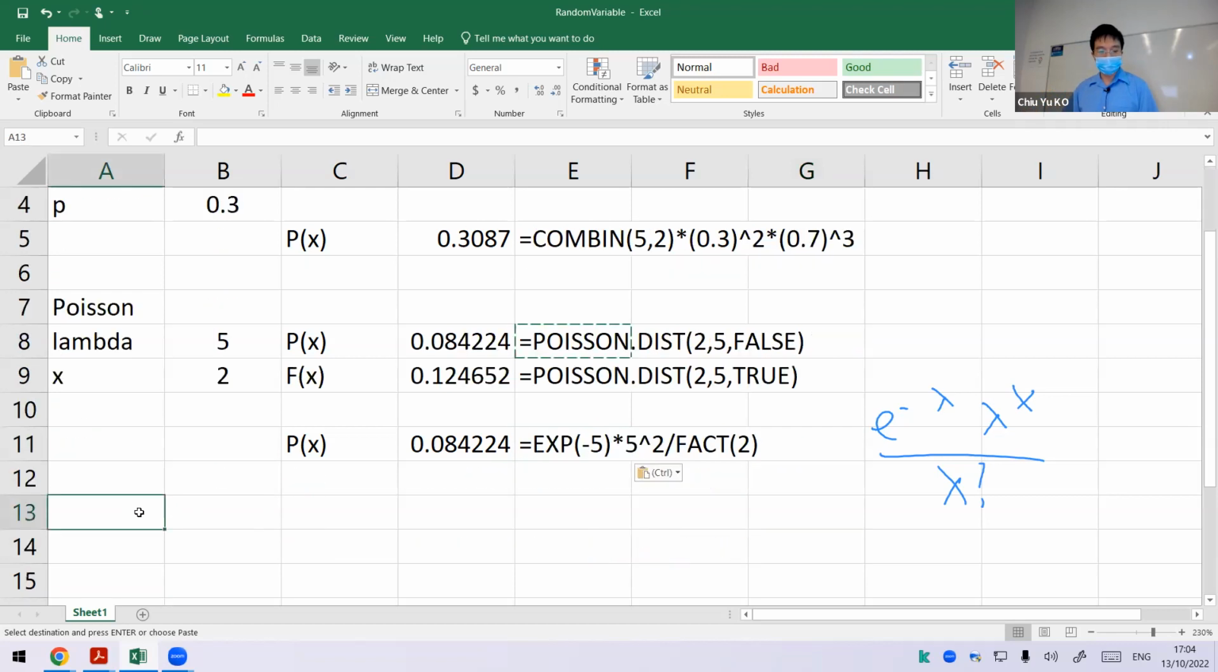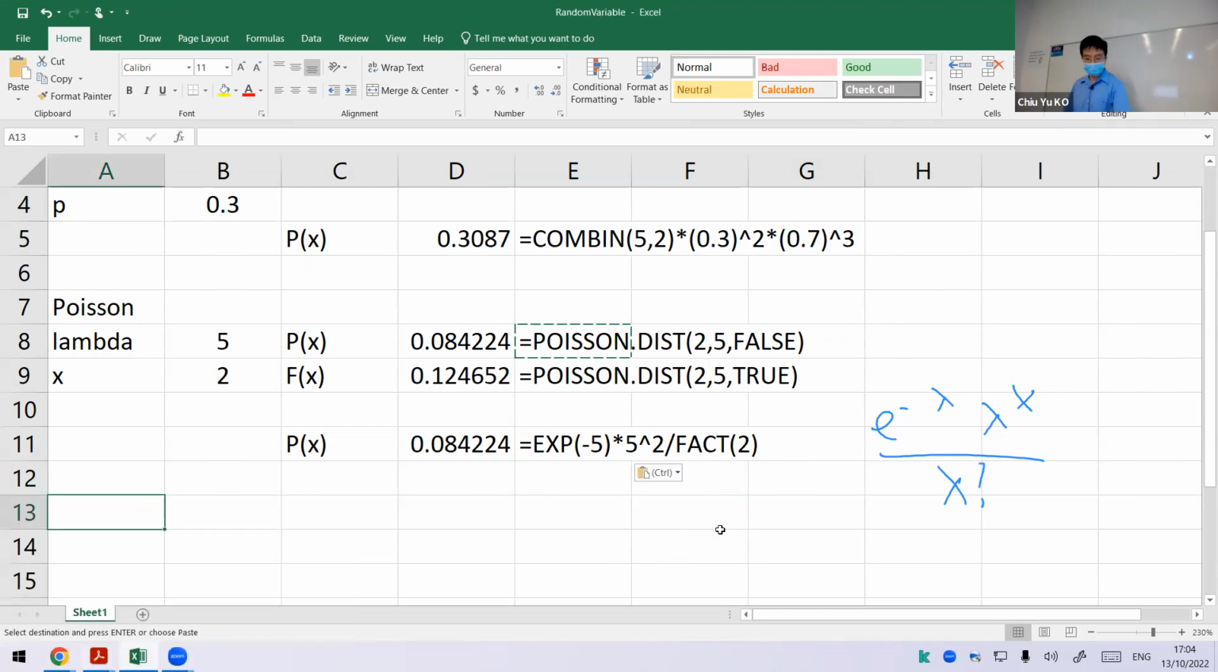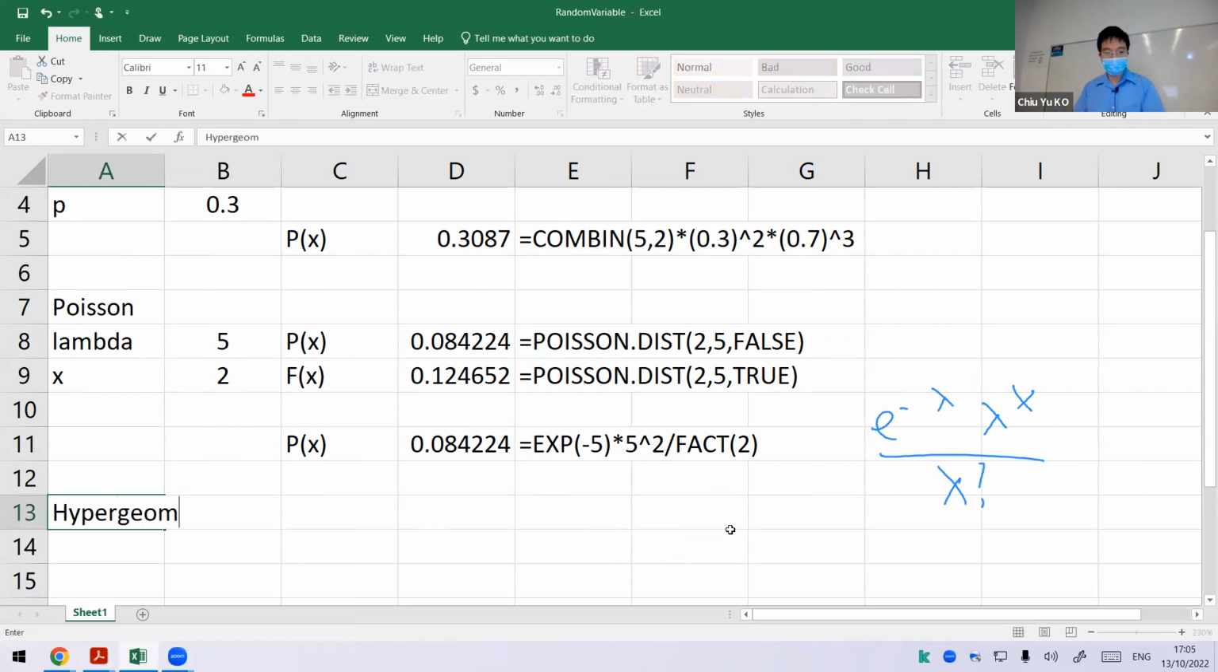So lastly, I think we need to cover the hypergeometric. Is there any question? If no, we go to hypergeometric. We're talking about discrete first, and then we'll talk about continuous. Okay, discrete. We'll talk about hypergeometric. I'll upload this file on the Blackboard after the class.